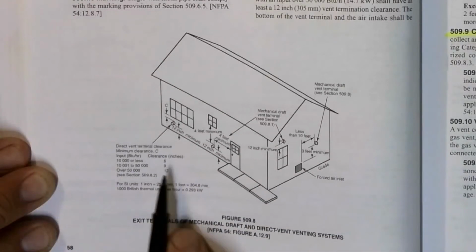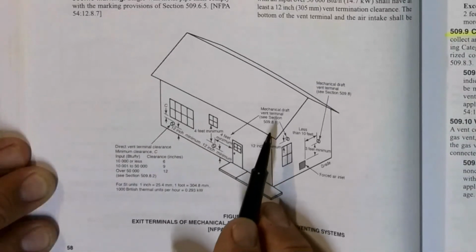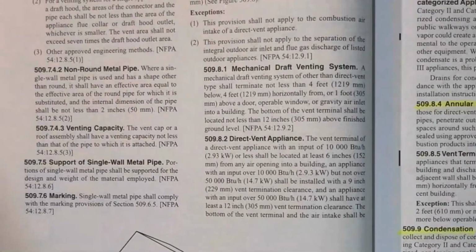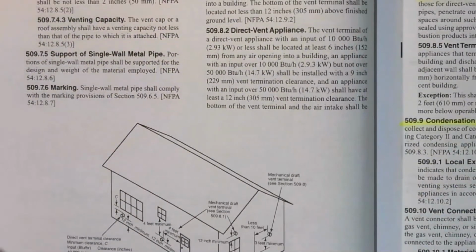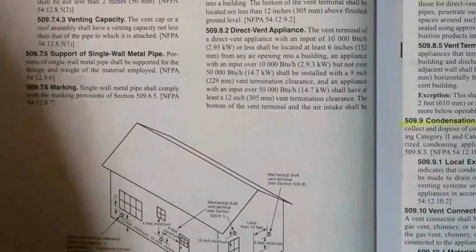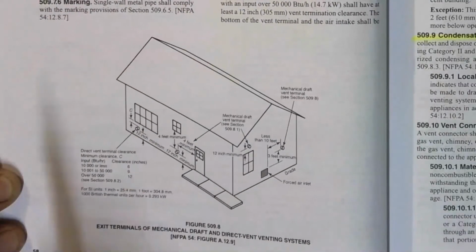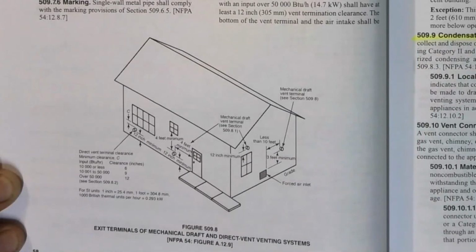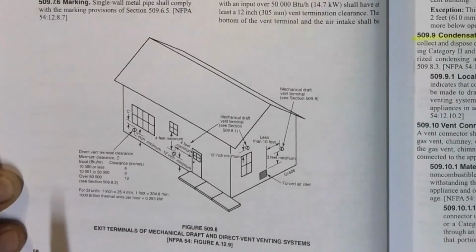Okay? What about here? What's this one? This is for mechanical draft vent terminals. So the mechanical draft vent terminals are a little bit different, 509.8.1. We're doing direct vent. And it's really cool because this explains a lot as far as where I can terminate my venting for a direct vent water heater based on its BTUs, okay? And away from a door or away from a window.